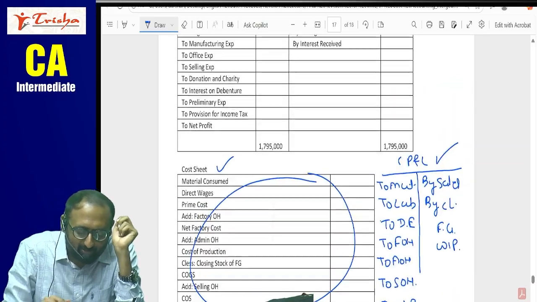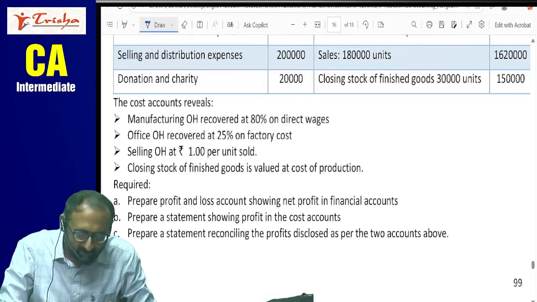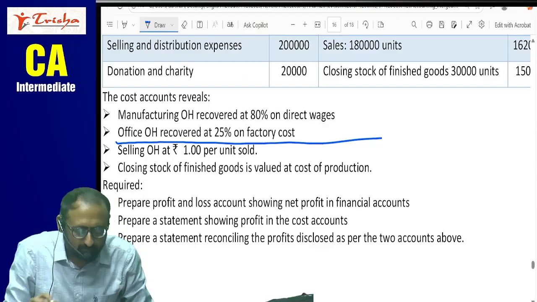What is the rate of administration overhead in this question? Read, Sirji. What is the rate of administration overhead? What is the rate?